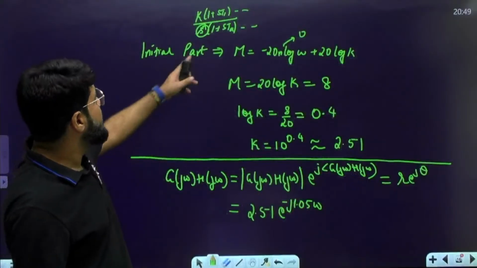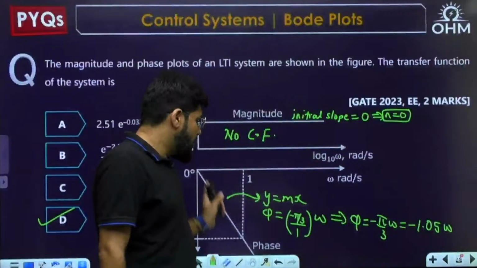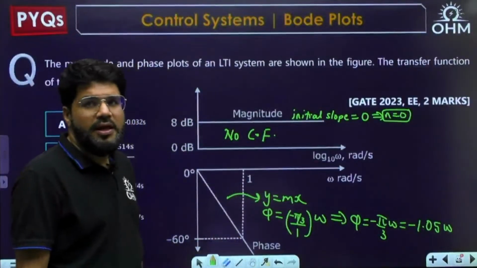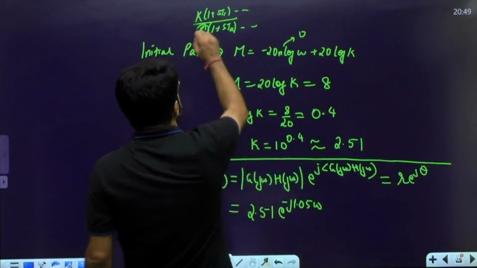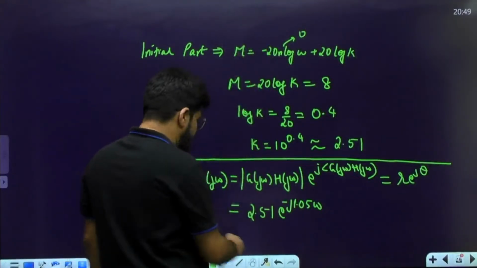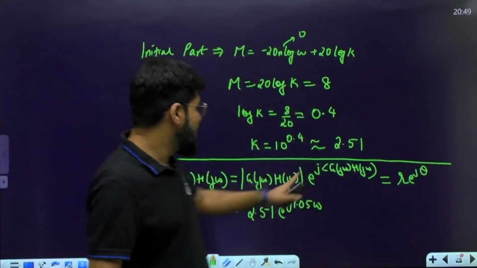Okay, so that means there is no 1 plus st term, only the k term. But there is a phase. If it was only the k term, then the phase would be 0, but the phase is not 0. So that means there is a phase term, and e power j theta is known as the phase term.